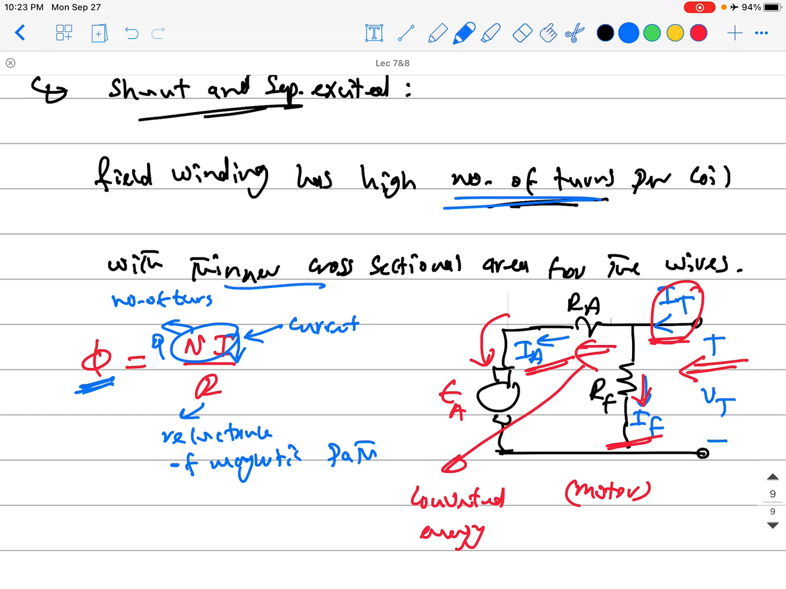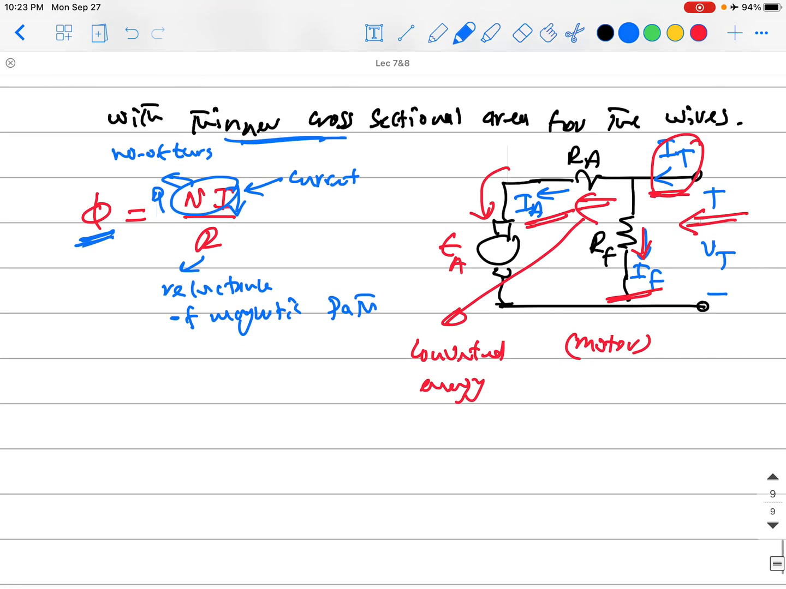And if this current will be small, that means we just need a thinner cross-sectional area, because the cross-sectional area of the copper wires you use for any coil is just determined by the amount of current moving in. If the current is small, you need just a small cross-sectional area. If it is large, you need a larger cross-sectional area. Okay?